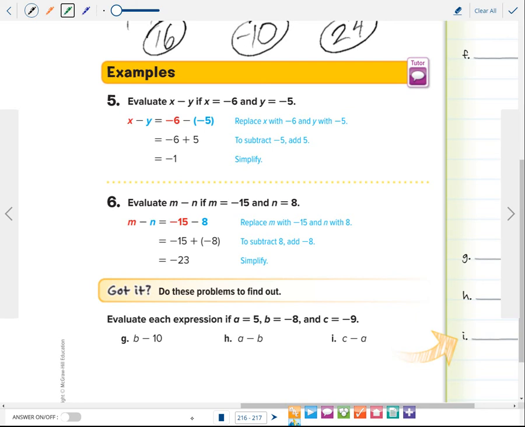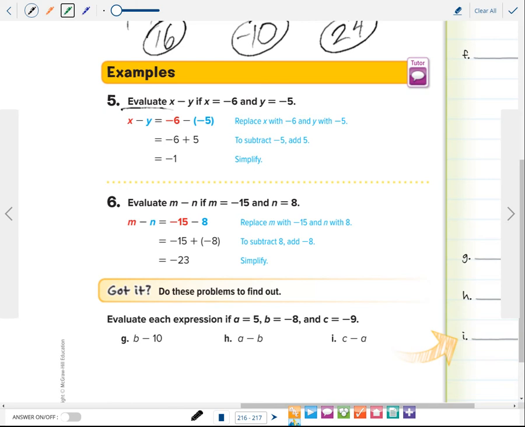So now we get to do some algebra in pre-algebra. When it says evaluate, that's just another mathematical term for saying answer. It's the same way that the answer to an addition problem is a sum, and the answer to a subtraction problem is a difference. So evaluate. What you're going to be doing is plugging in these variables.